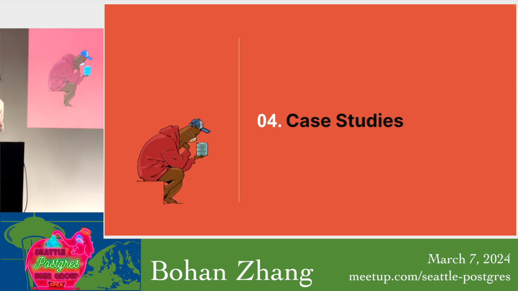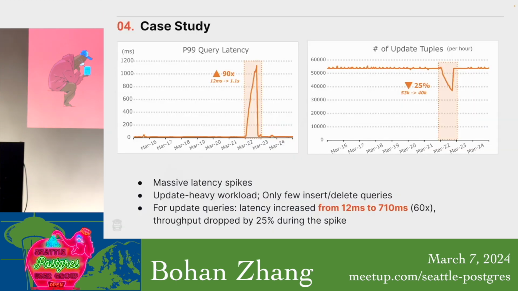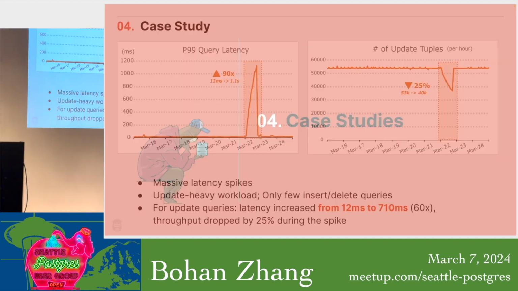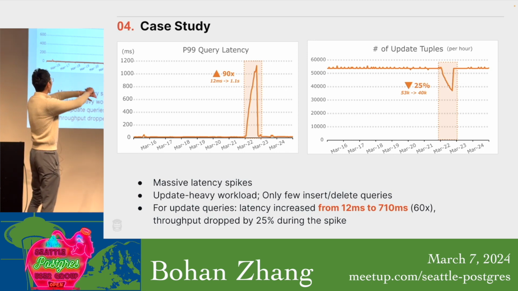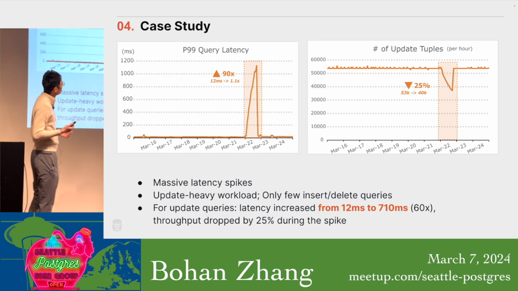So lastly, I discussed some case studies. Those are real-world examples from our customers. The first one is one of our customers. They found a huge latency spike on March 22nd. I think it's last year. So they found a huge latency spike.